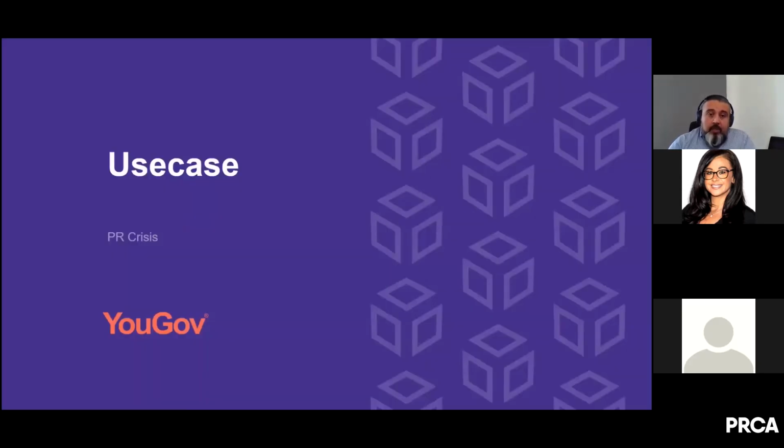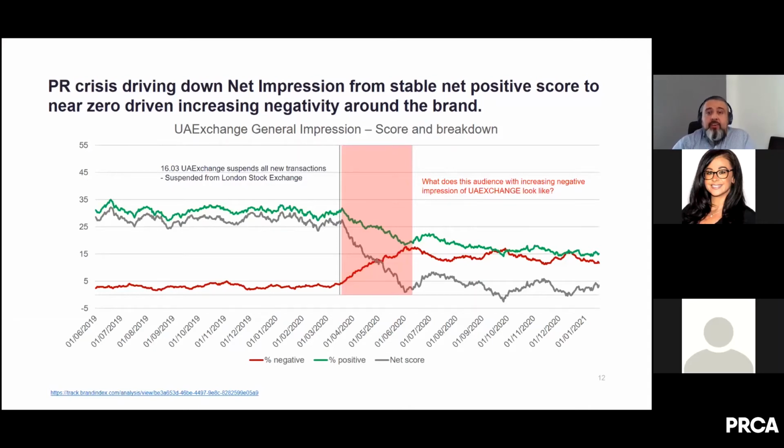Okay, so what I wanted to do was really look at a use case now to showcase how powerful profiles can be. What we did for this particular use case was look at a brand that's had a PR crisis in the recent past. What I did for that was I went through Brand Index in the UK, where we are currently tracking around 600 plus brands across 23 sectors, and I identified brands that had the largest increase in negative impression over the course of the year.